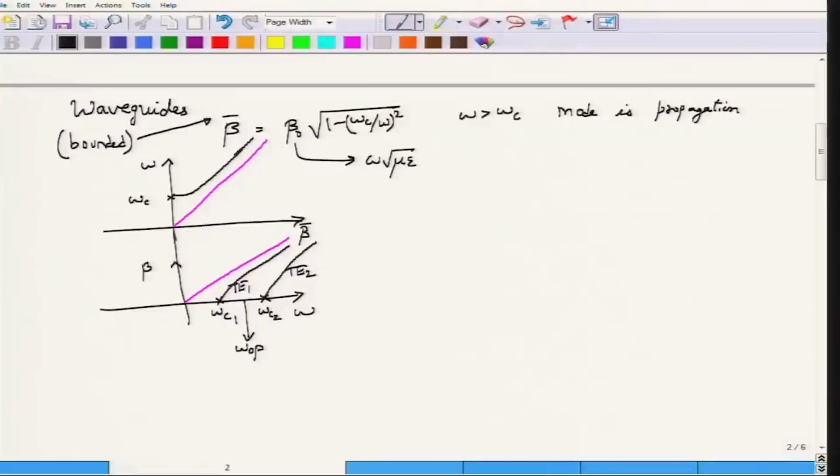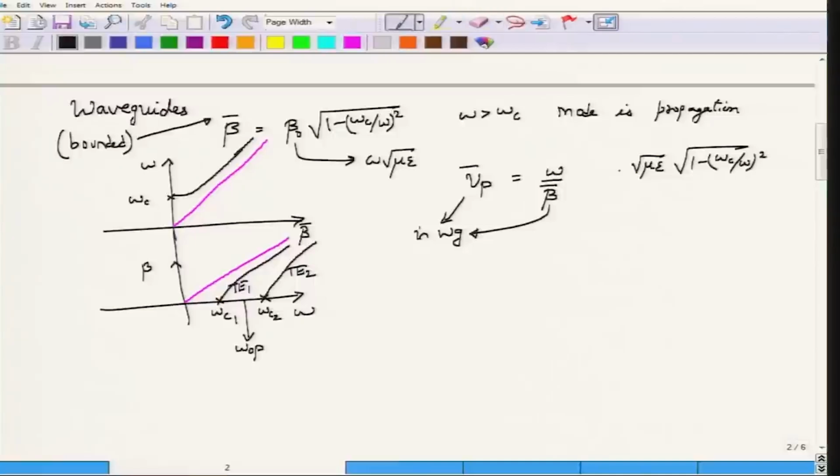Now, what would be the phase velocity? If I go back to the same condition that the phase velocity can be defined as the ratio of omega to beta, I can still do that. So, I will be defining this as omega by beta bar, with a bar indicating that this is the phase velocity in the waveguide. Similarly, beta bar is the propagation constant in the waveguide. If you now look at this relationship, beta bar is given by omega into square root of mu epsilon into square root of 1 minus omega c by omega whole square.